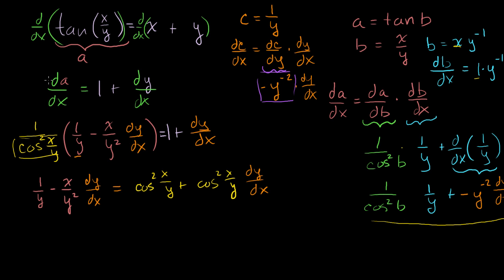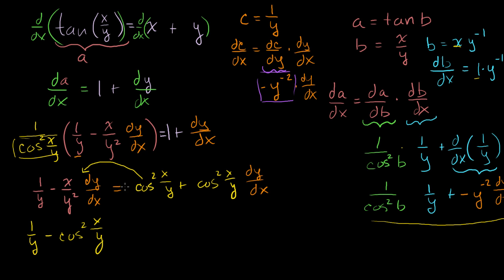And now what can we do? We can subtract this cosine squared of x over y from both sides of the equation. And we get 1 over y minus cosine squared of x over y. All I did is I subtracted this from both sides of the equation. So it's essentially I moved it over to the left-hand side.